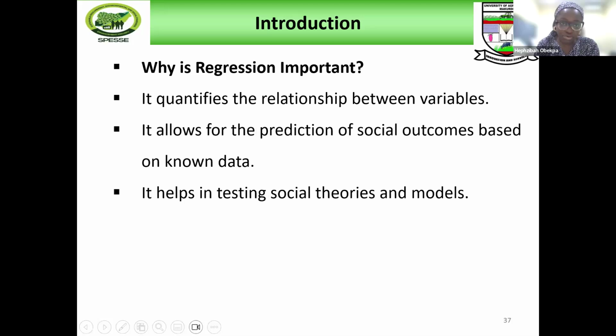Sometimes they're often known as controls. So why regression? We say regression helps us to quantify the relationship between variables. This is the main use of regression: prediction of social outcomes based on known data. And then it helps in testing social theories and models. Of course, when you're able to predict, you find the relationship, you will now test to see whether a theory holds or a model holds true or not.